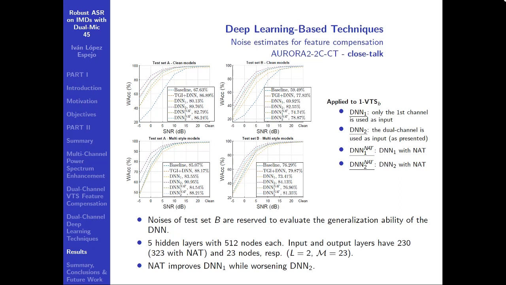And we can highlight the following about the results. For both types of acoustic models, the best results are achieved by DNN sub 2, which is clearly superior to DNN sub 1 as it exploits the noise reference from the secondary channel. According to the results for test set B, DNN sub 2 exhibits some generalization capabilities to noise conditions not seen during training. Finally, it's interesting to see that NAT improves DNN sub 1 but degrades the performance of DNN sub 2.